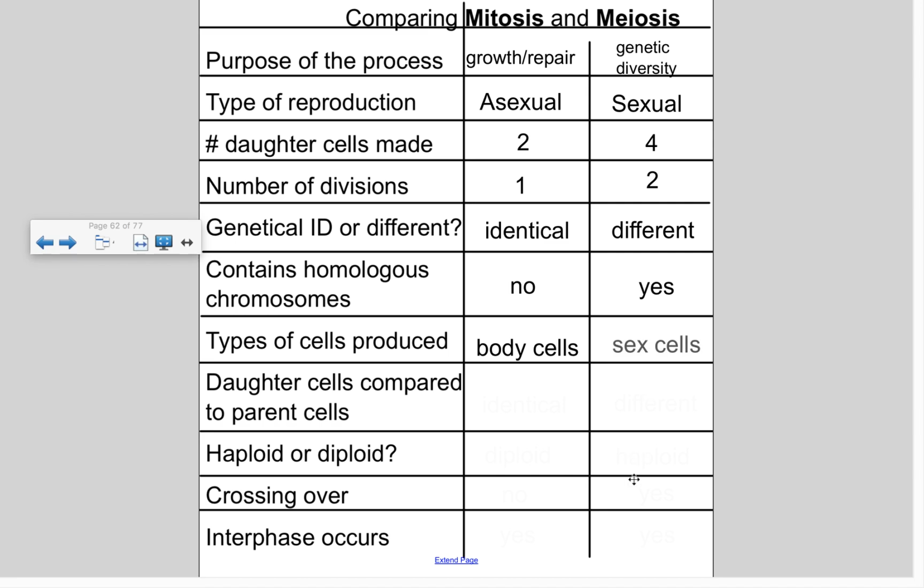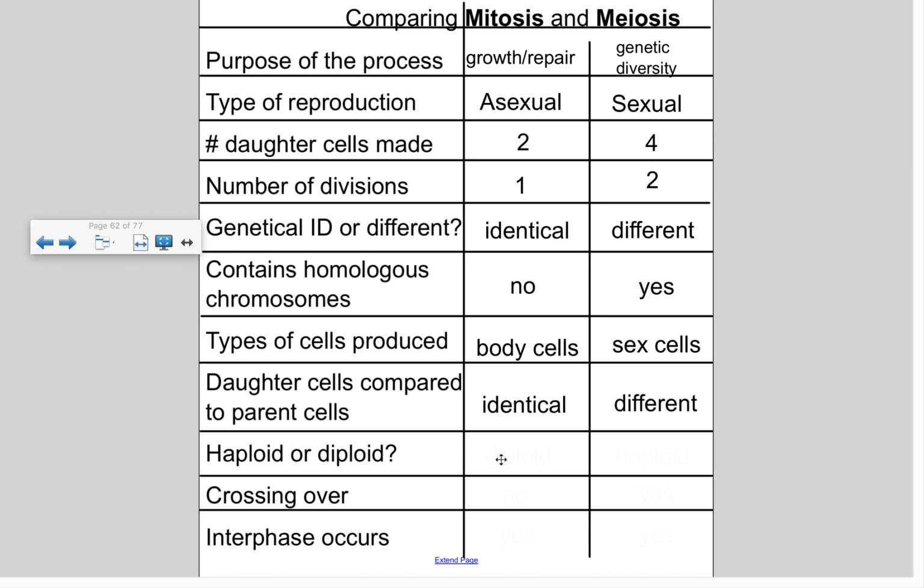In meiosis, sex cells. Daughter cells compared to parent cells. So what did the daughter cells look like compared to the parent cells? The daughter cells in mitosis are identical to each other. They're identical to each other, but they're also identical to the parent. In meiosis, they are different.